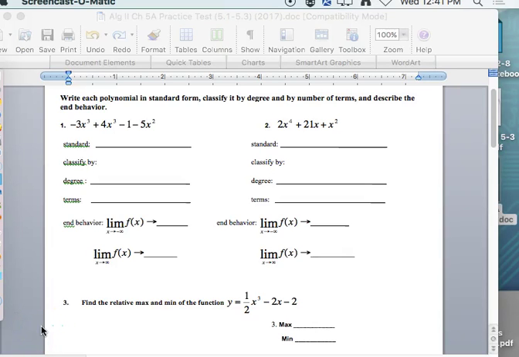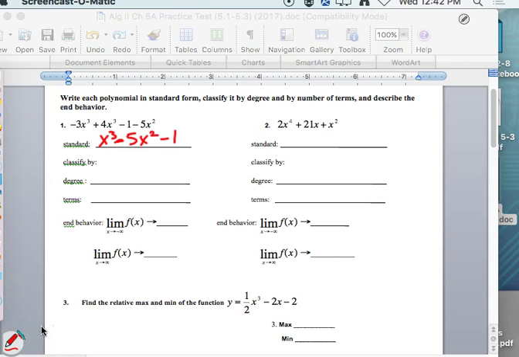Alrighty, right at the start of your test on Friday, you're going to see: write each polynomial in standard form, classify it by degree, by number of terms, and describe the end behavior. So, is number 1 already in standard form? What's wrong with it? 2/3 power. Oh, well, we better put those together. What would we get? 1 x to the third, and what goes next? Minus 5x squared. And our little tag along at the end of the minus 1, right?